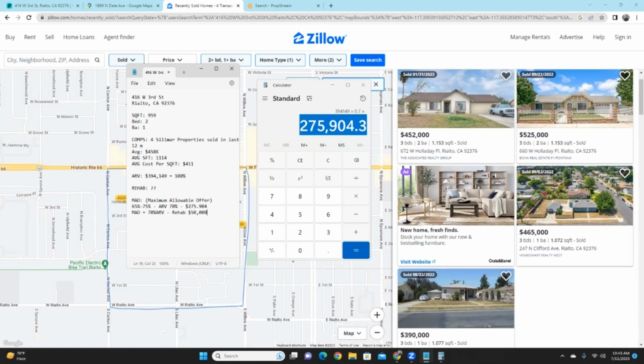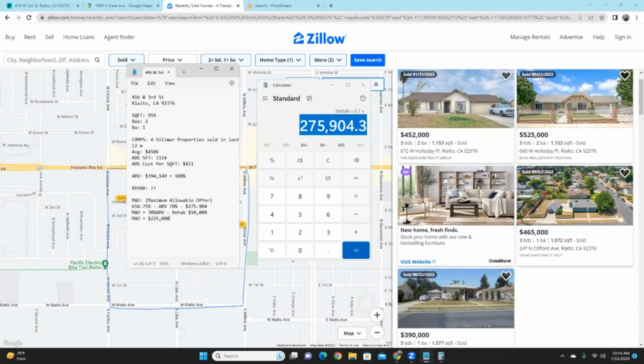So what's the real number? What's the real MAO here? You'd have to subtract that then. Exactly. So now that means that this guy won't buy the house unless it's at most $225,000, because he's going to have to put 50K in it. After he puts the 50K in it, he's at 275. Then he can sell it for 400 and try to make his 30% margin, right?